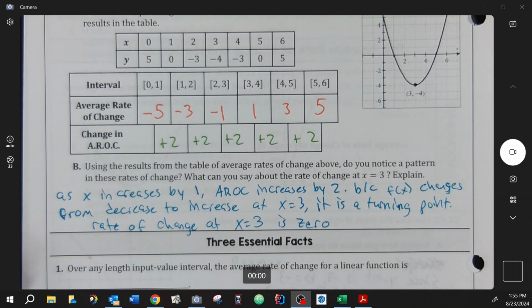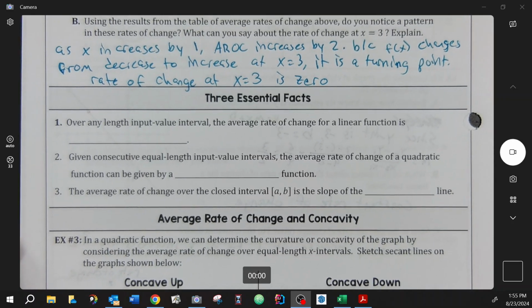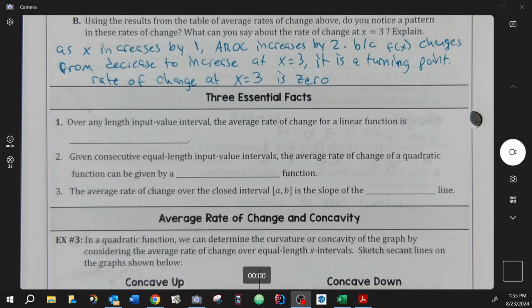Cool. So some essential facts that we have to understand. Over any length input value interval, meaning it didn't matter if we were going from 0 to 1 or from 0 to 3, as long as we didn't change that up. So if I wanted to go from 0 to 3, I'd go from 0 to 3, 3 to 6, 6 to 9, 9 to 12. We're allowed to do that. 1 to 3, 3 to 5, 5 to 7. It doesn't matter the length of the input value interval, as long as we don't change it up.